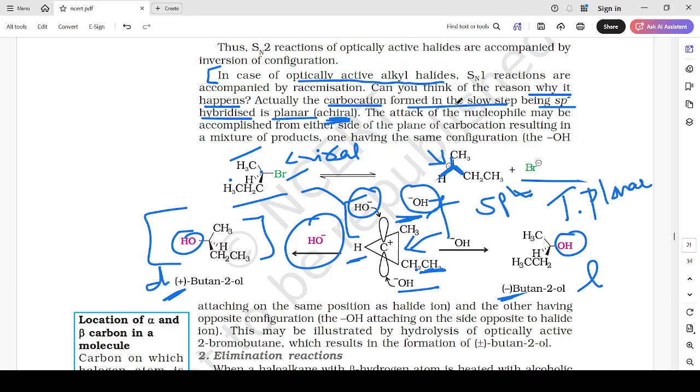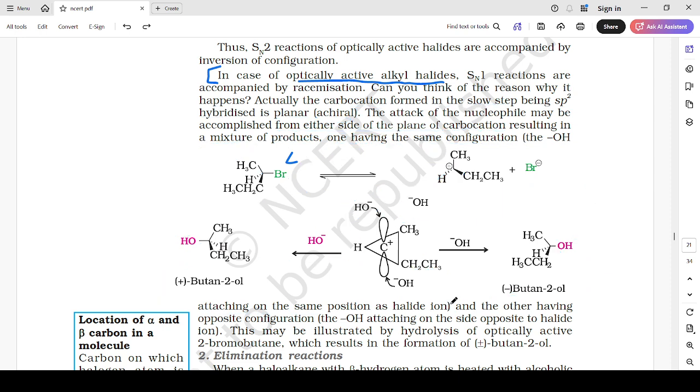The attack of the nucleophile may be accomplished from either side of the plane of the carbocation, resulting in a mixture of products. One having the same configuration, with the OH attaching on the same position as the leaving ion. What do they mean by this statement? Ma'am, Br was on this side, the left hand side. I get 2 products now. You can look at the 2 products. One product has the OH attached same as bromine. The other is attached opposite to bromine.